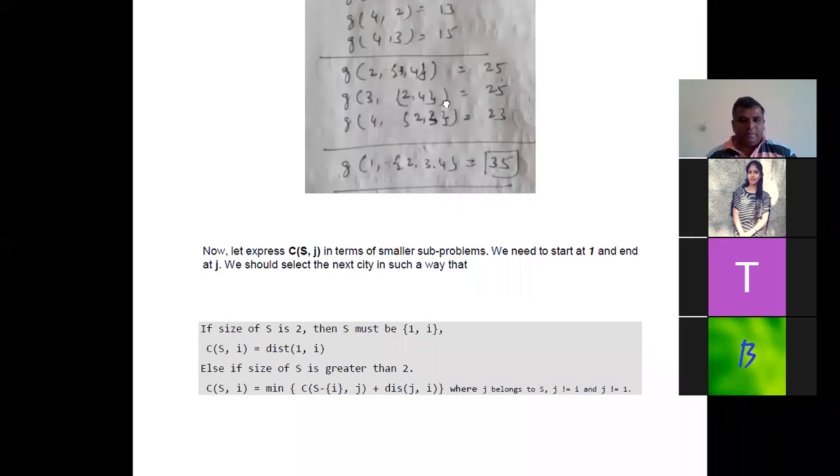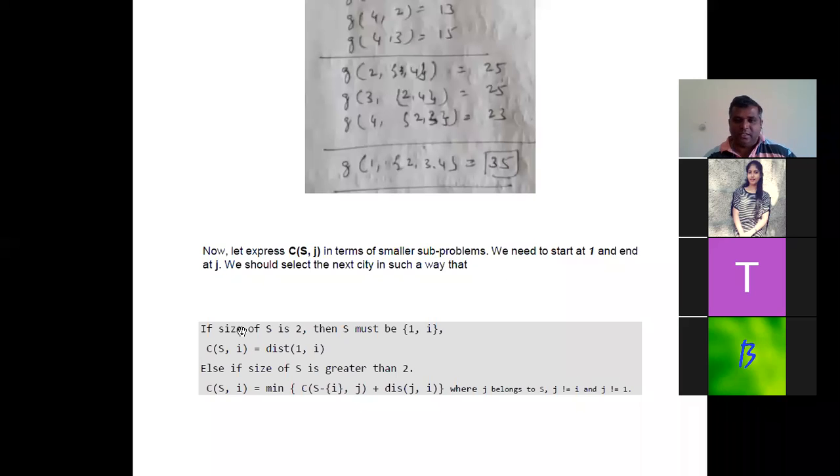And the algorithm: G of C of S comma I. Here in the formula, I have taken S as the starting node, and I as the various unvisited nodes. If the size of S is 2, then S must be 1 comma 2.